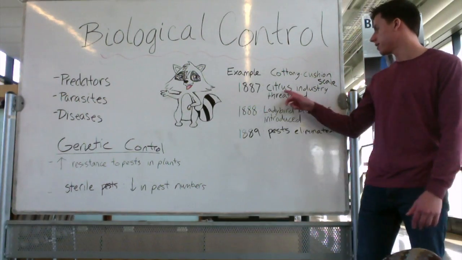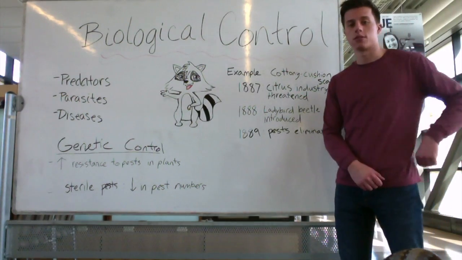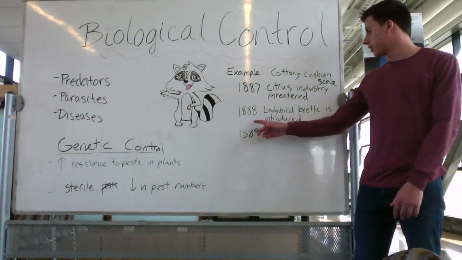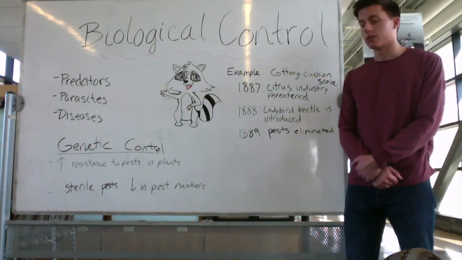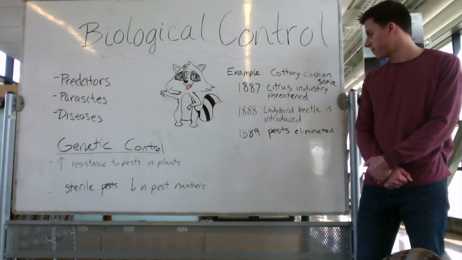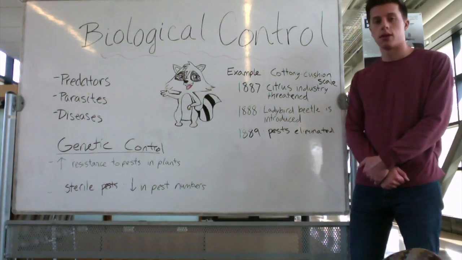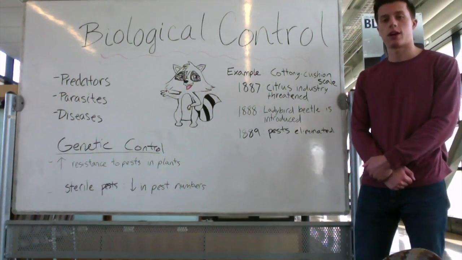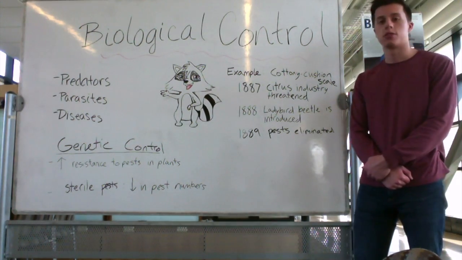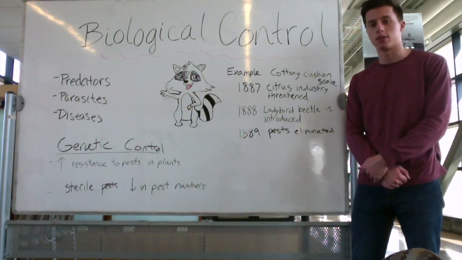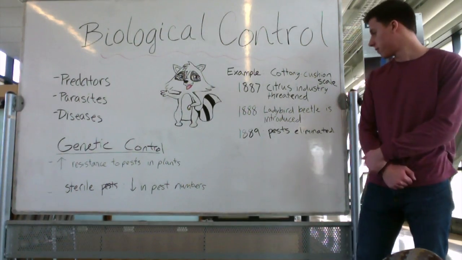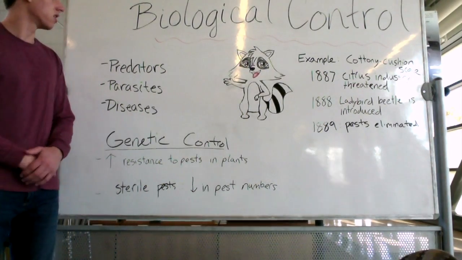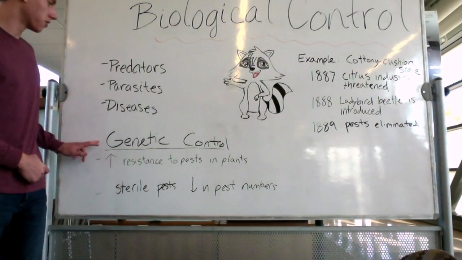In 1887, the entire citrus industry of California was threatened by the insect. So in 1888, the ladybird beetle was introduced to prey on it. By 1889, the cottony cushion scale population had almost been entirely eliminated, and this was all achieved at the small cost of $1,500.